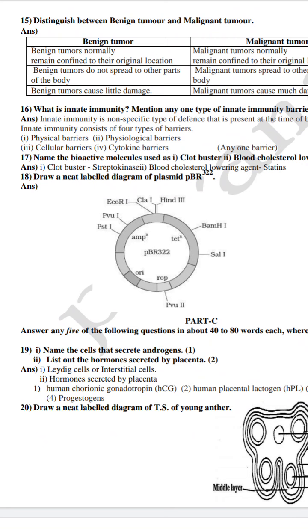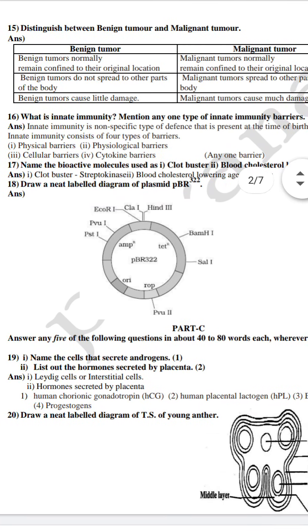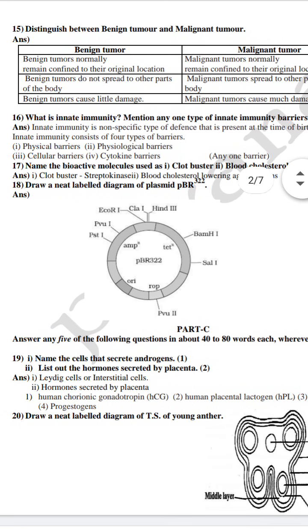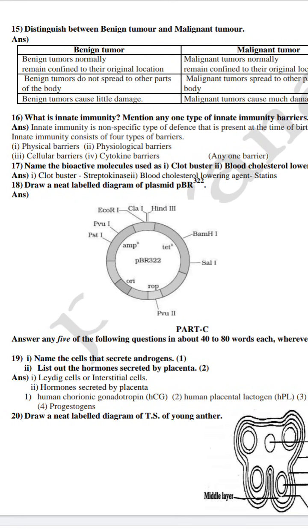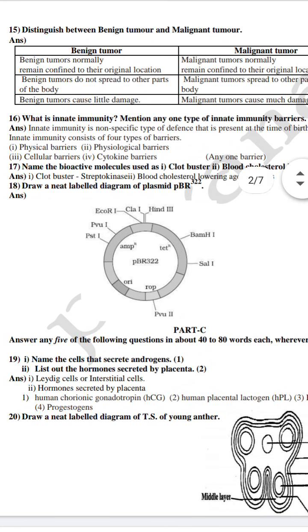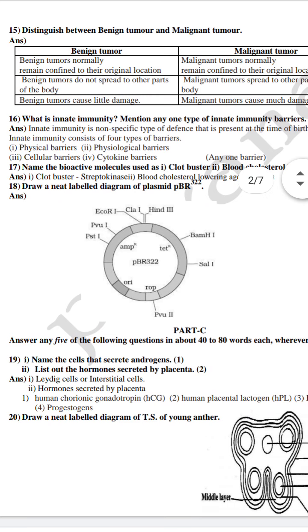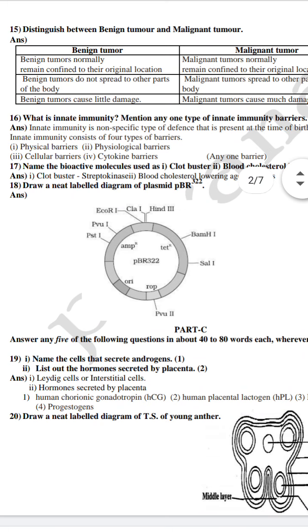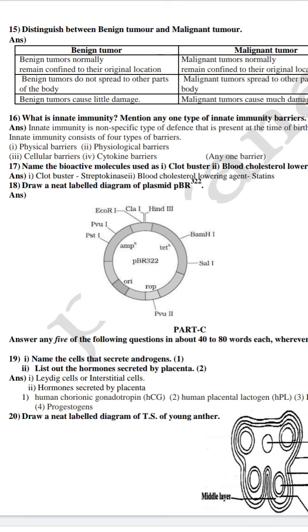Next, 16th question. What is innate immunity? Mention one type of innate immunity barriers. Definition carries 1 mark. One example can be written, carries 1 mark. Here 4 examples are given, 4 barriers are given. You can write any one barrier. First, let us see definition. Innate immunity is non-specific type of defense that is present at the time of birth in humans. Every living organism by birth, every human being by birth consisting immunity power called as innate immunity power.